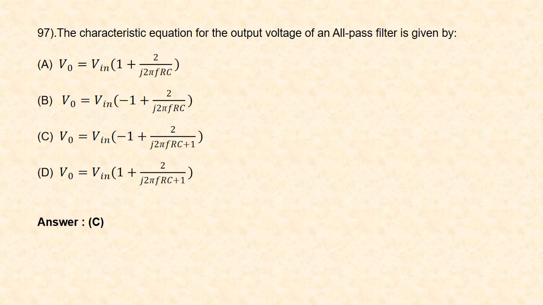Next question. The characteristic equation for the output voltage of an all-pass filter is given by the formula V0 = Vin × (-1 + 2 / (j·2πf·RC + 1)). So option C is the correct answer.